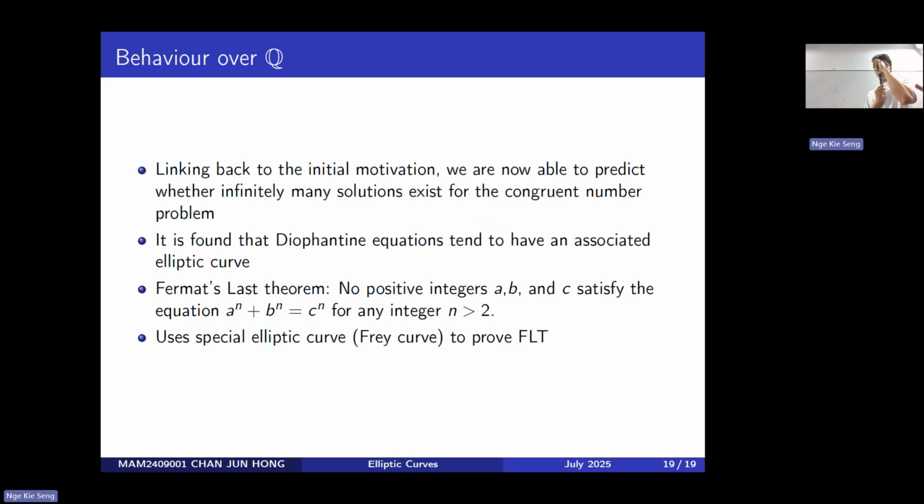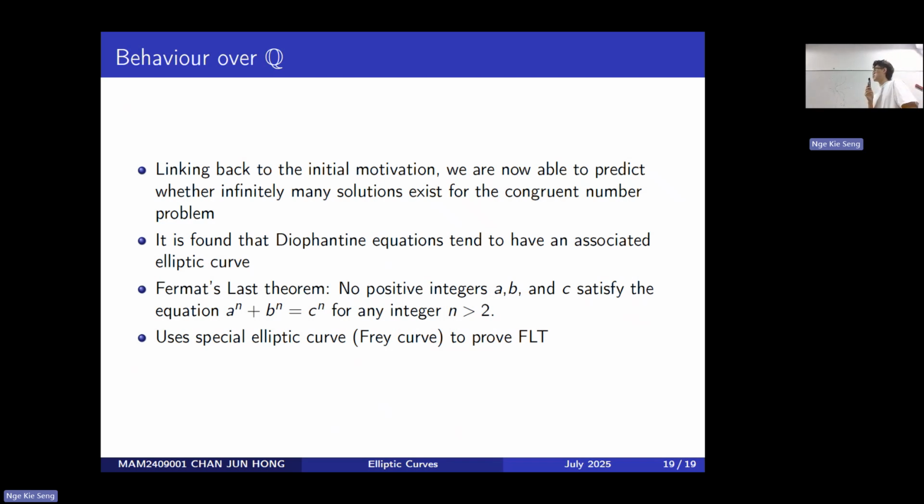So now linking back to the initial motivation, we are now able to predict whether, for the congruent number problem, there are infinitely many solutions or not. So it is found that all these types of Diophantine equations tend to have an associated elliptic curve. This can be seen in Fermat's last theorem, which states that no positive integers a, b, and c satisfy the equation a^n + b^n = c^n for any integer n greater than 2. So how is an elliptic curve used here?